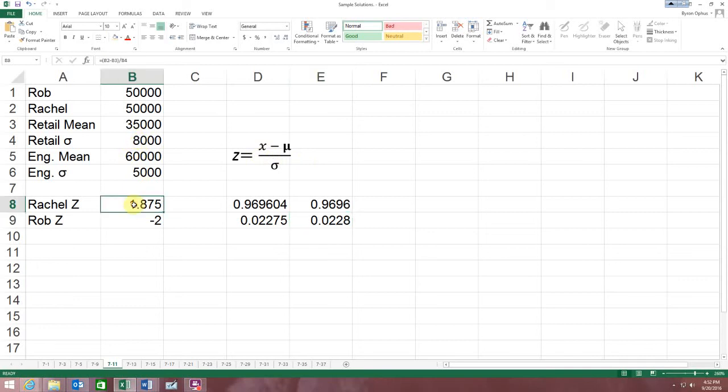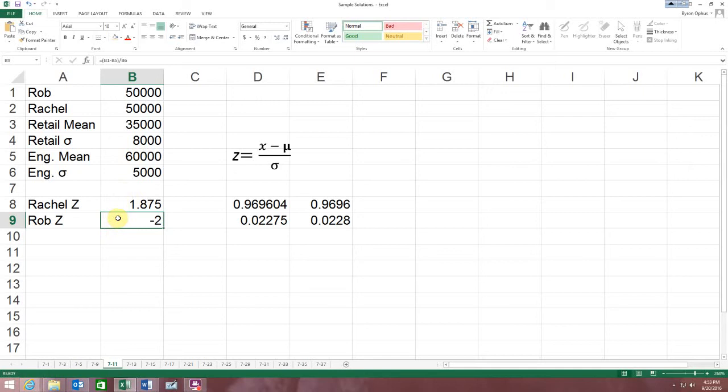So my z value for Rachel is equal to, let's see, my x for Rachel is 50,000, minus, and Rachel's the one that's in retail, so it's minus the mean, and I'm going to need parentheses around that, sorry. And that's divided by the standard deviation for retail, which is the 8,000. So that gives me a value of 1.875.